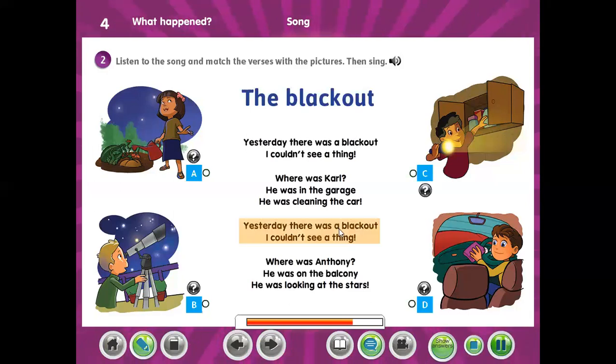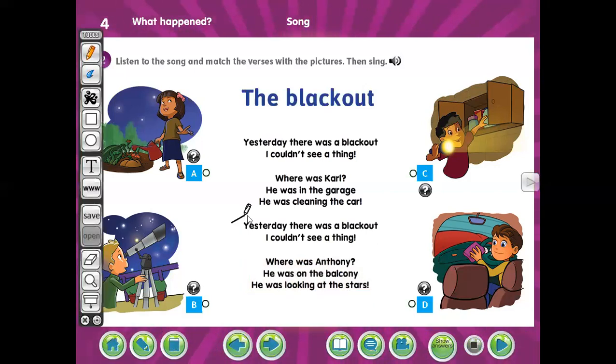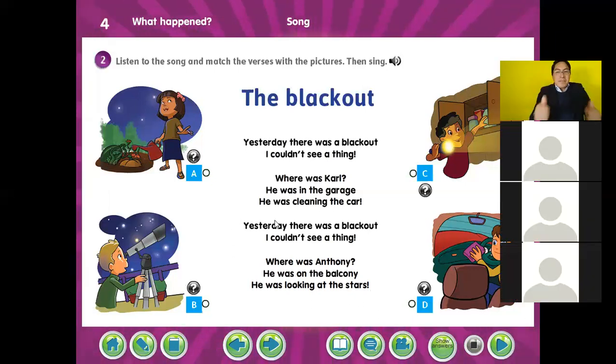Yesterday there was a blackout. I couldn't see a thing. Where was I? It was on the balcony. Good. Now please start here and we stop here, okay? One, two, three. Yesterday, I was looking at the stars. Very good, my friends. You are doing good. Great job. Now, please, let's listen to all the song, okay? Complete song and try to sing, okay?